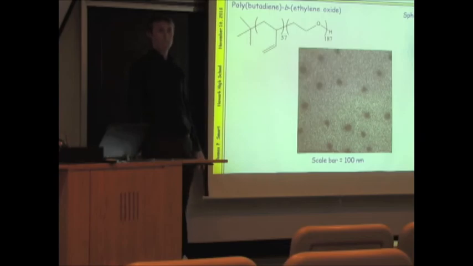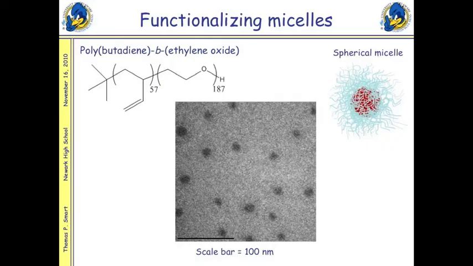Maybe I missed it, but how are you synthesizing these precisely? As in 57 to 187? Just curious. What, did I ask a bad question?